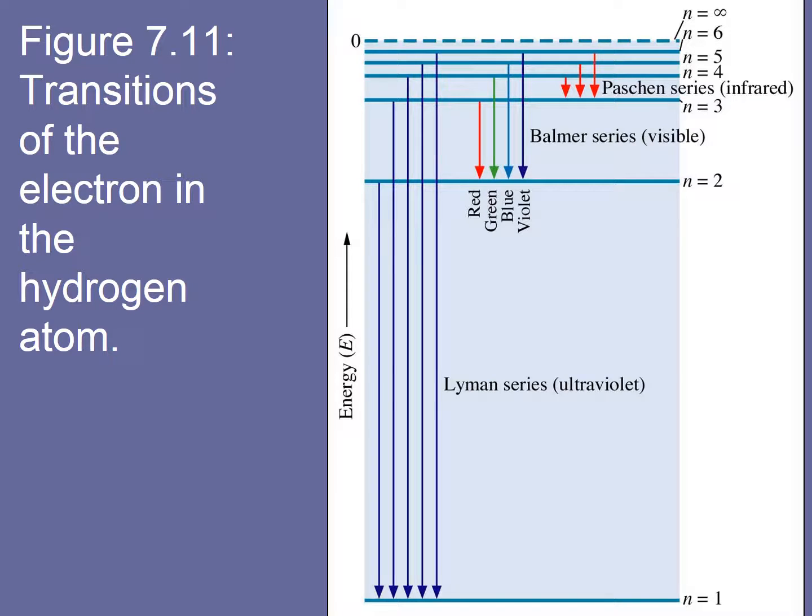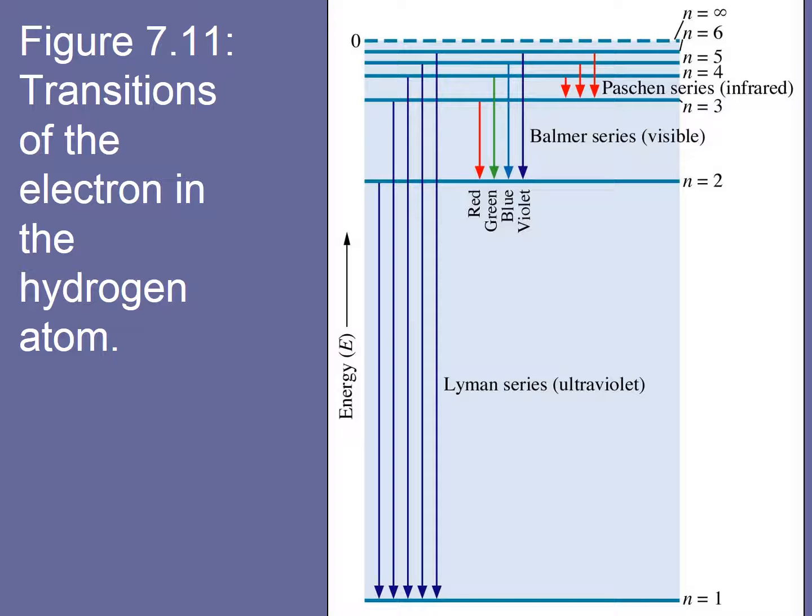So here's the picture again. So you can see we have our different levels, n equals 1, 2, 3, 4, 5, 6. And what they're representing here are all the different transitions. So the very first line is a transition from n equals 2 to n equals 1. And then n equals 3 to n equals 1. So all those purple lines are transitions from those levels down to level 1. And it turns out if you calculate the wavelength of those transitions, they're all going to be in the ultraviolet region.